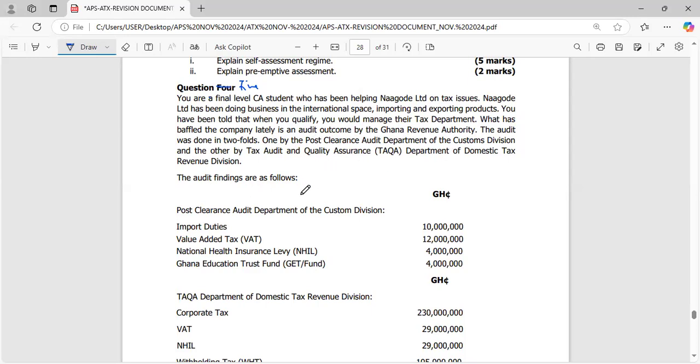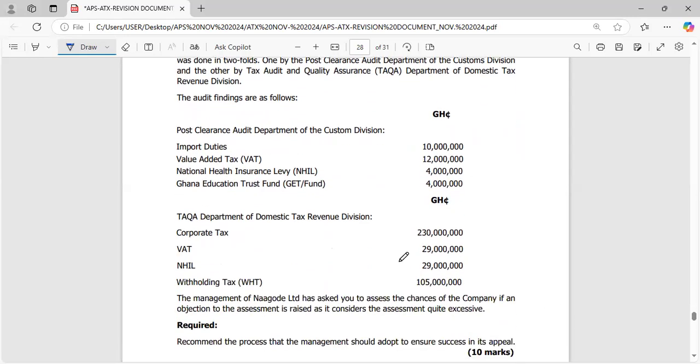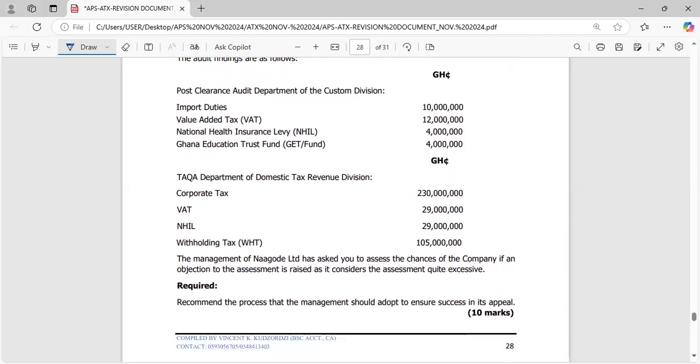The audit findings are as follows. From the post-clearance audit department of the Customs Division: import duties 10 million, VAT 12 million, health insurance levy 4 million, then GET Fund levy also 4 million. From the tax quality assurance department: corporate income tax 230 million, VAT 29 million, health insurance 29 million, then withholding tax 105 million.